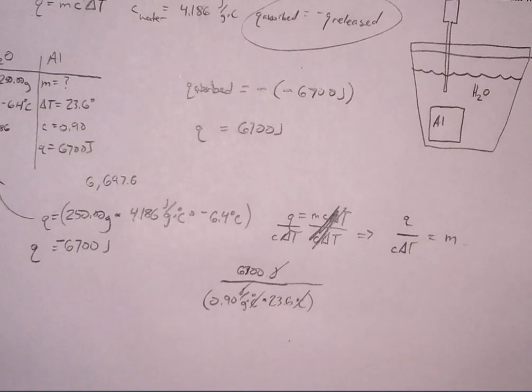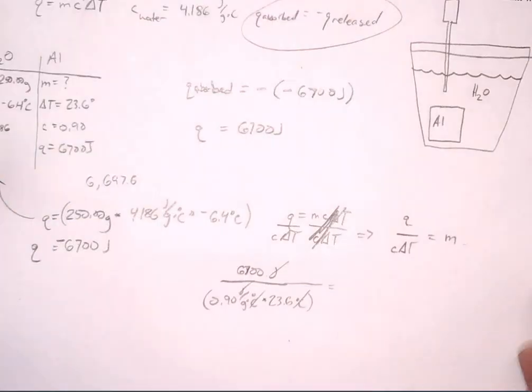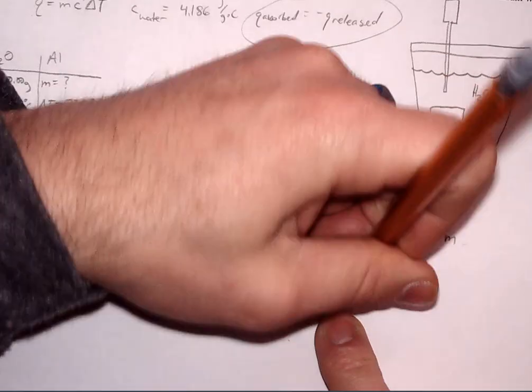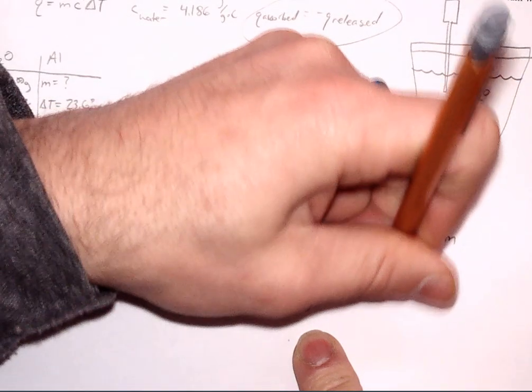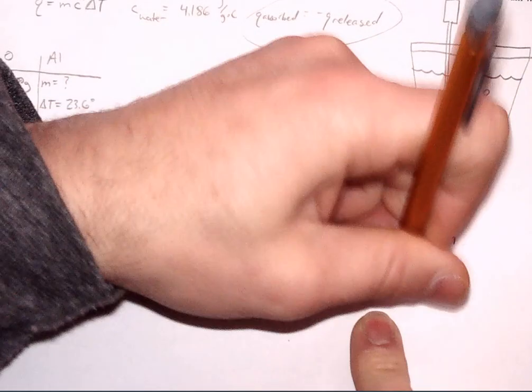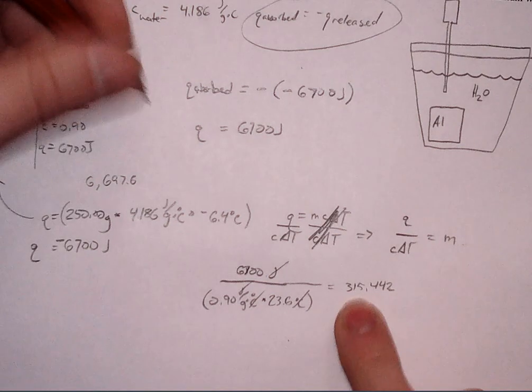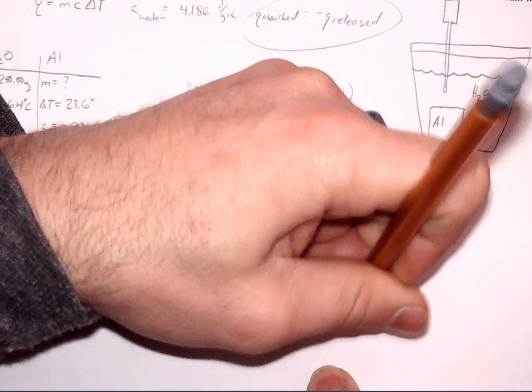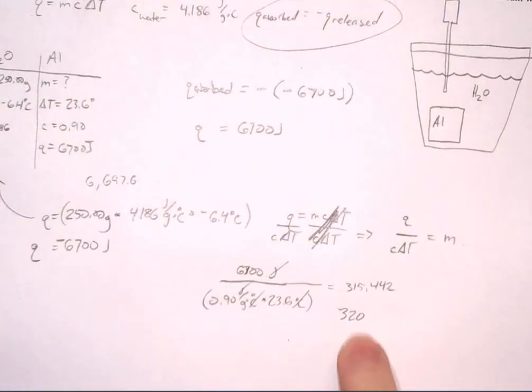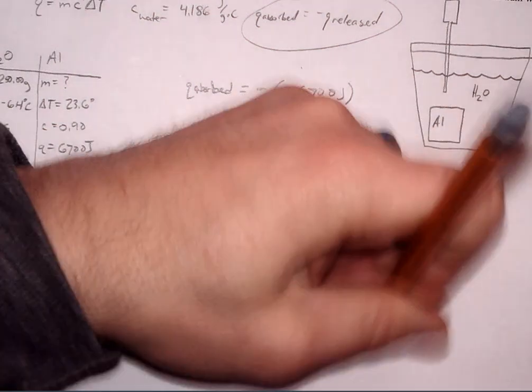Okay, so I have 6700. Calculator is going to output a value of 315.44425, whatever. Okay, too many sig figs. I need to show 2 here. Let's just go with 320 grams, and that's how you do it.